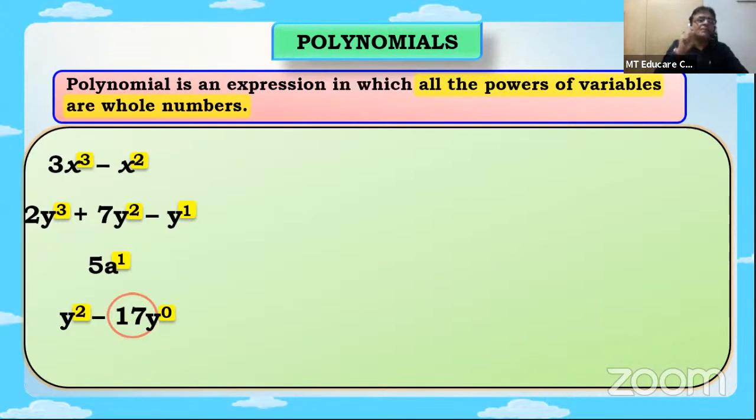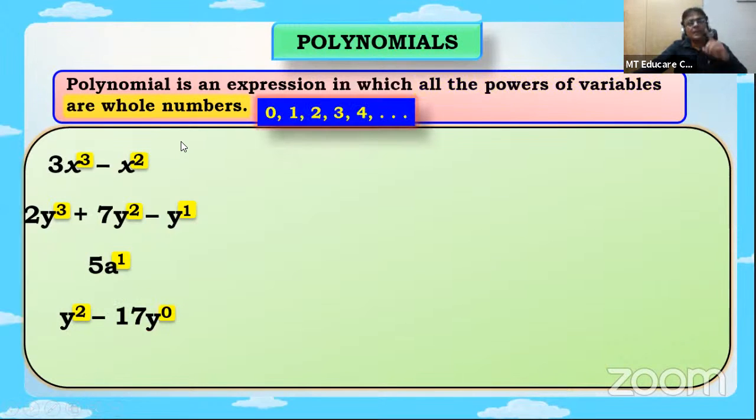Now to understand polynomial better, I should understand the power. Now look at the powers here, 3, 2, 1, 3, 2, 1, 2, 0. Now these should be whole numbers. Now in chapter number 1, sets, we have studied whole numbers, natural numbers, integers, real numbers, all we have studied. Whole numbers means it will start with 0, 0, 1, 2, 3, 4, 5, and so on, infinite.